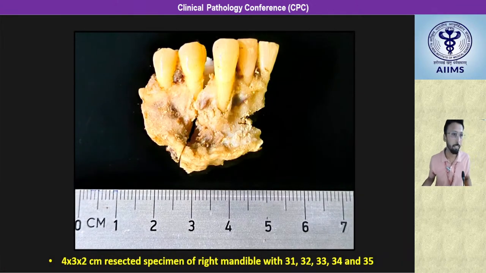So this is the specimen we have received. It is around 4 into 3 into 2 centimeter of right mandible. And we can see central incisors, lateral incisor, canine, first and second premolar. It was showing both buccal and lingual perforation, and we have to cut it in between to take out the pathological tissue.